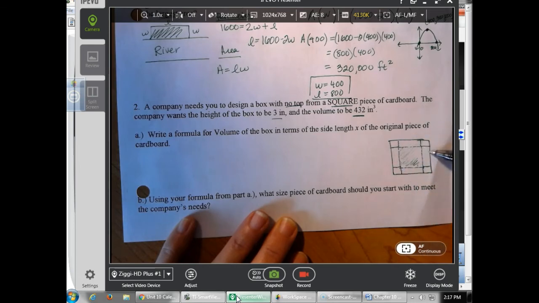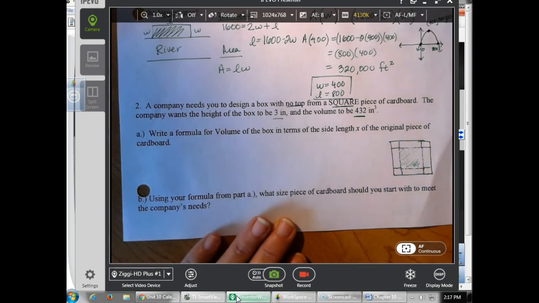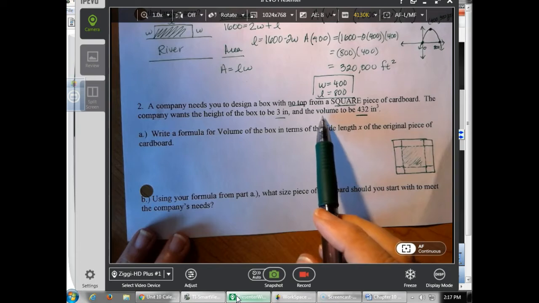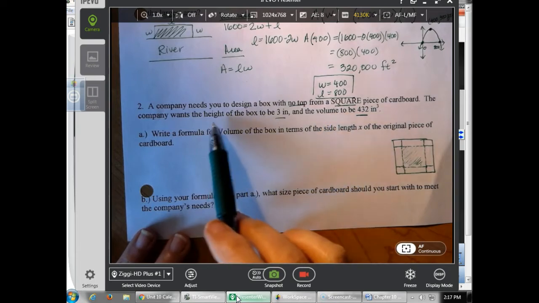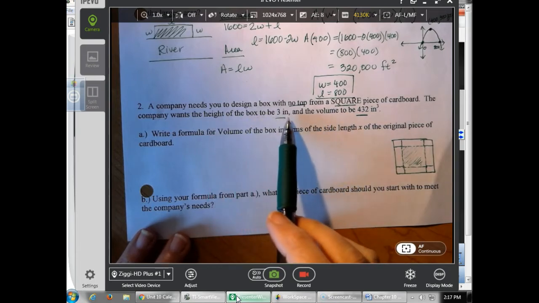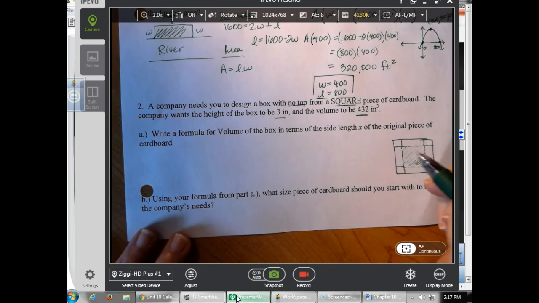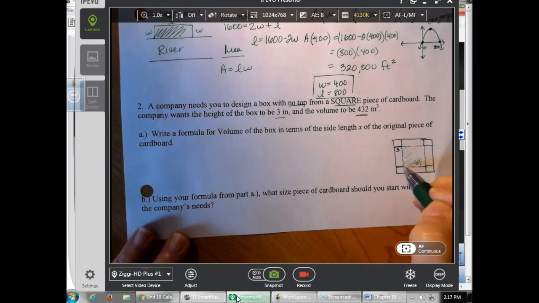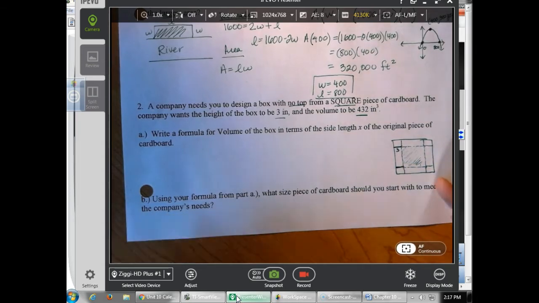We'd fold up these 4 flaps. So these 4 flaps would get folded up. You'd have to tape them and it'd form a box. So that's what we have going on here. It tells us that we're starting with a square and that the height of the box is to be 3 inches. So what they're telling us is that 3 is this dimension from here to here, because when it folds up, that's going to be the height. So the height is 3.